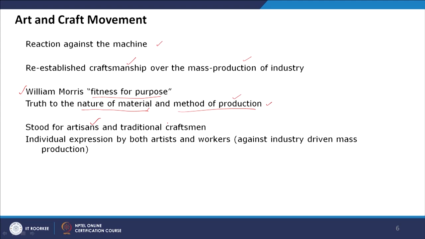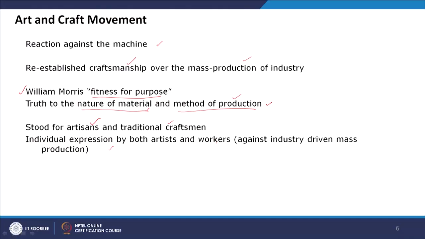Here there is a little difference between the Arts and Crafts movement and Art Nouveau. Art Nouveau actually used the new technology, combining the new technological tools and techniques and mixing their own creativity and expression through the new technology. But in the Arts and Crafts movement, they absolutely discarded the new technology, mass production, new techniques and tools, and went for the artisans' traditional techniques of architecture, manufacturing and designing. Individual expression by both artists and workers was what they valued the most, which is against industry-driven mass production.